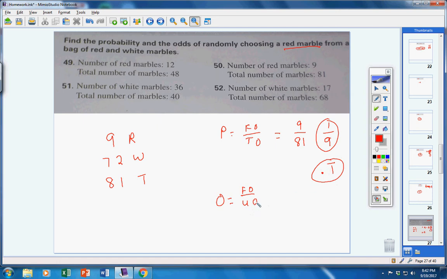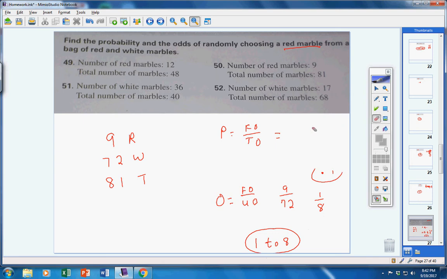Now, odds, of course, would be favorable outcomes, which is 9, over unfavorable outcomes, which would be 72. If you reduce that, you get 1/8, and so your answer would be 1 to 8. 1 to 8. Alright? Okay, let's try number 51.